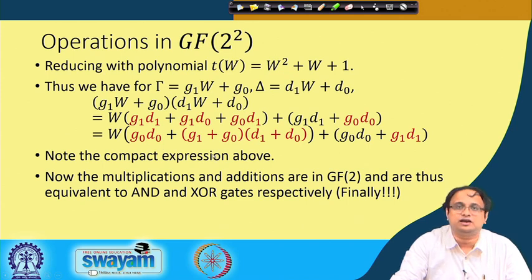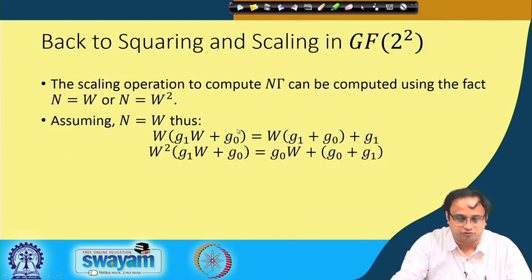So finally we have gone down to bits, and we do not need to decompose any further. Once you have done an operation in GF(2^2), you know how to do a multiplication in GF(2^2). Let us get back to our squaring and scaling, and see what the effect is. This is a very interesting thing.